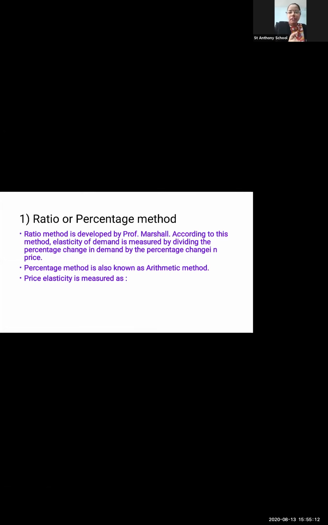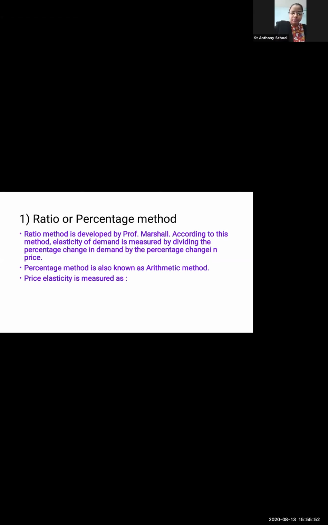Okay, ratio method is developed by Professor Marshall. You need to remember this name, as it is very important. According to this method, elasticity of demand is measured by dividing the percentage change in demand by percentage change in price. Percentage method is also called the arithmetic method. Now this is the introduction part. After writing the introduction part, you need to write the formulas of it.